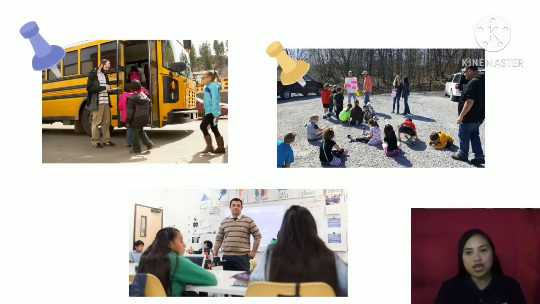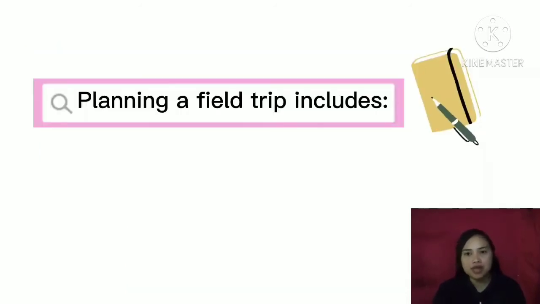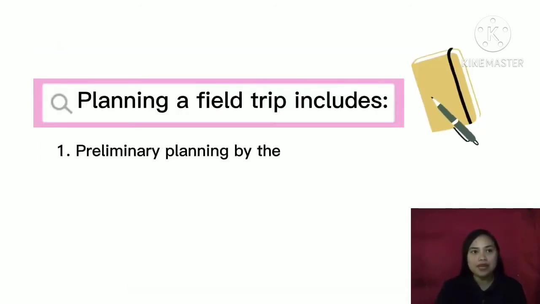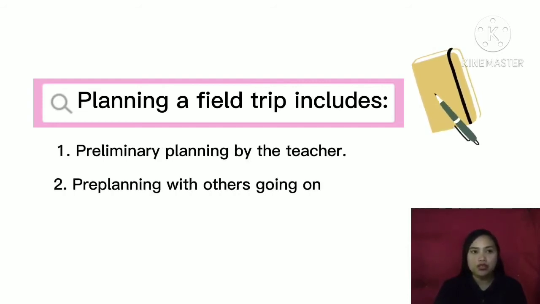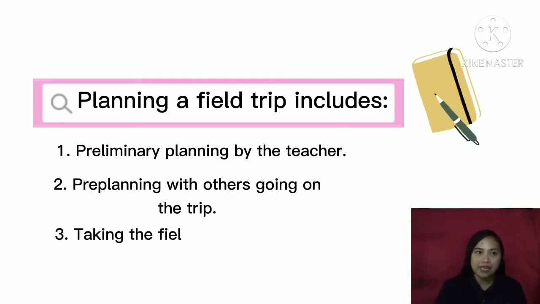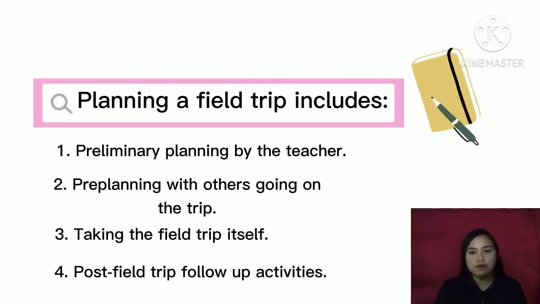So to avoid this kind of failed field trip, we must plan ahead. Planning a field trip includes the following steps. 1. Preliminary planning by the teacher. 2. Pre-planning with others going on the trip. 3. Taking the field trip itself. 4. Post-field trip follow-up activities. In preliminary planning by the teacher, according to Brown in 1969, he proposes the following.